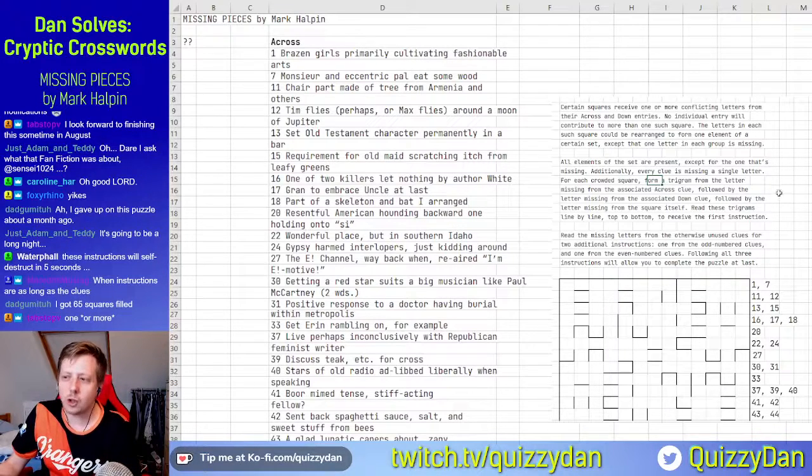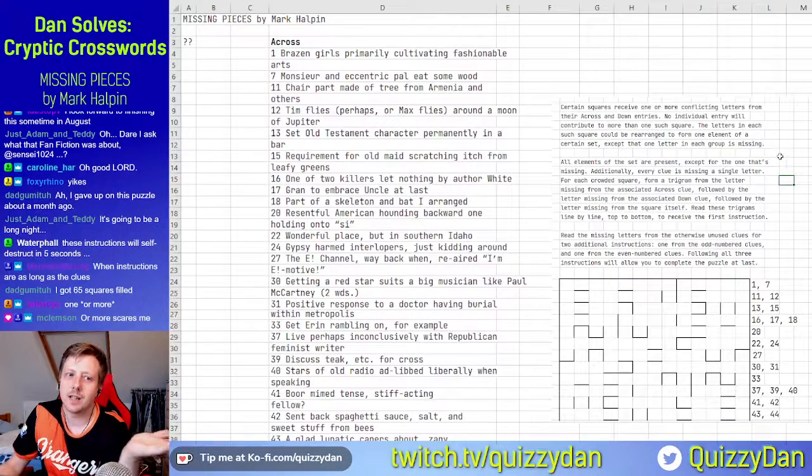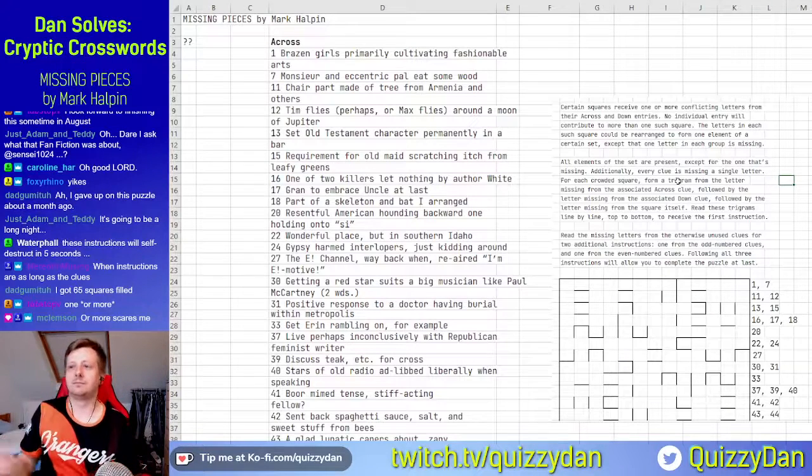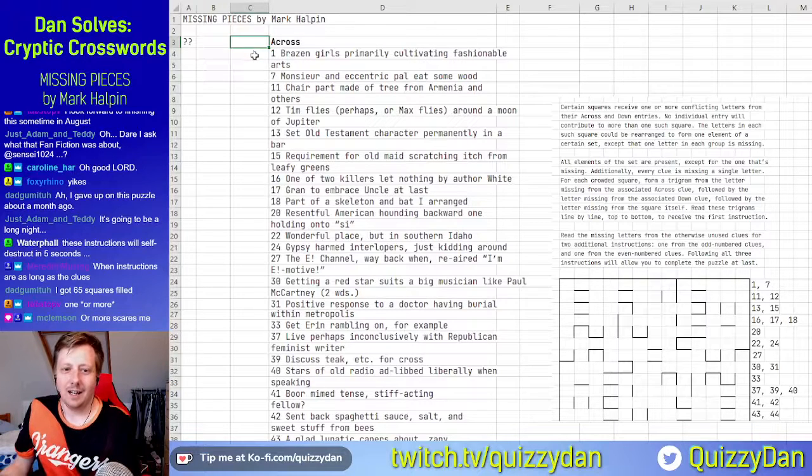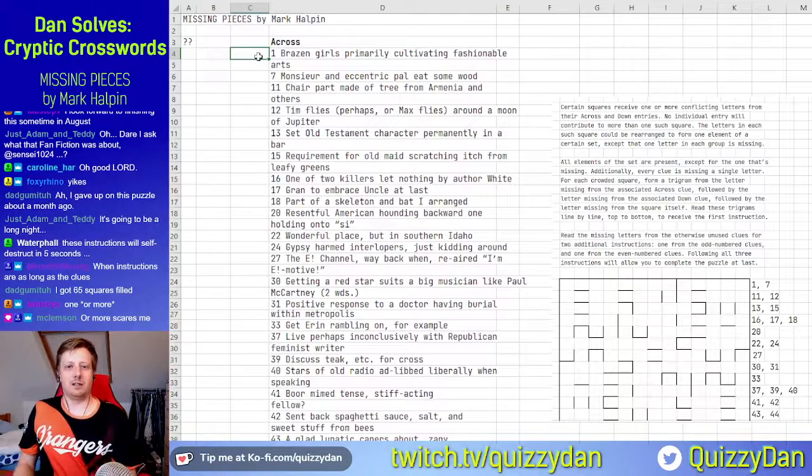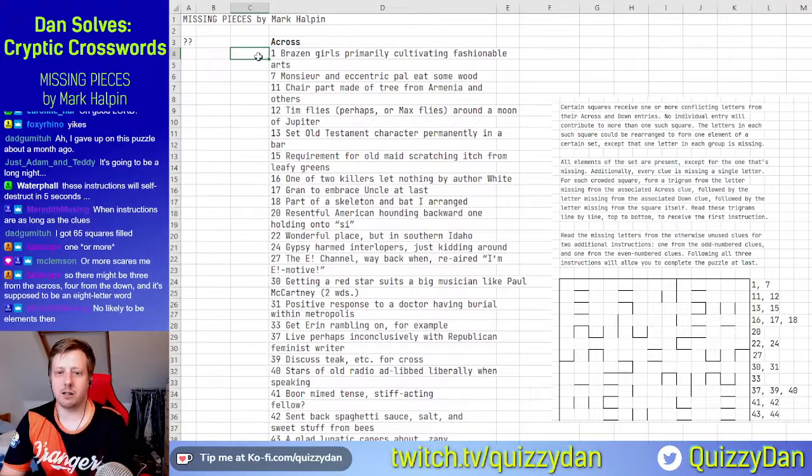Well, we're forming trigrams. That's always 3. One from the letter missing from the across, one from the down, and one from the square itself. So, yeah. 1 across: Brazen girls primarily cultivating fashionable arts.